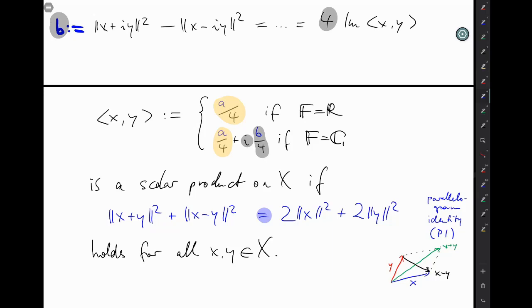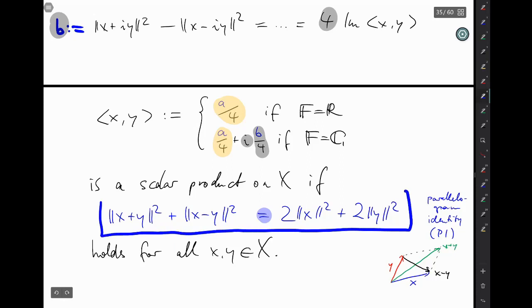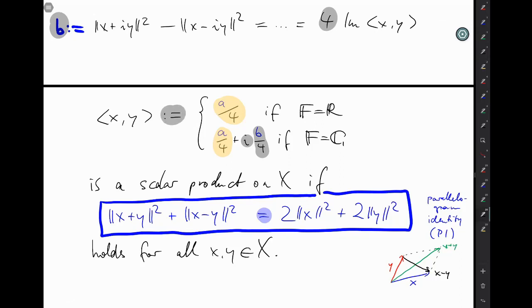Okay, so let's summarize again. So this is apparently a very important identity. It even has its own name. And what did we say? We said that this formula gives you a scalar product just purely based on norms, because little a and little b are given by norms, if the parallelogram identity holds for your particular norm. So your norm has its own scalar product if it's subject to the parallelogram identity.